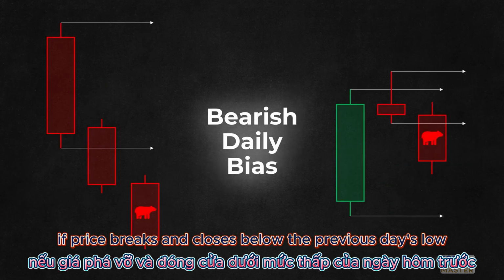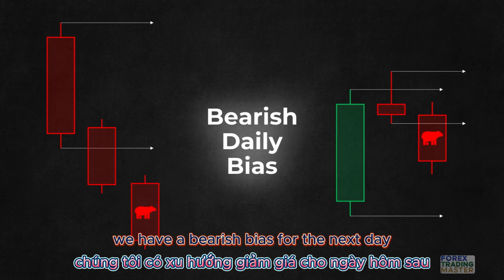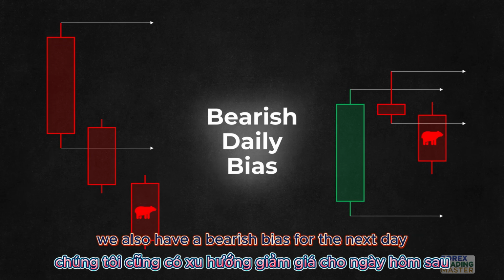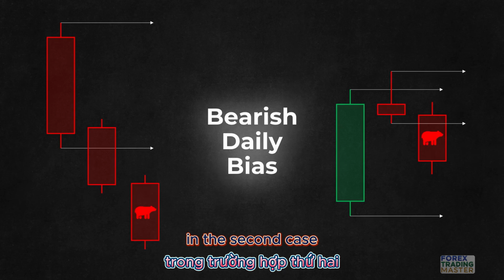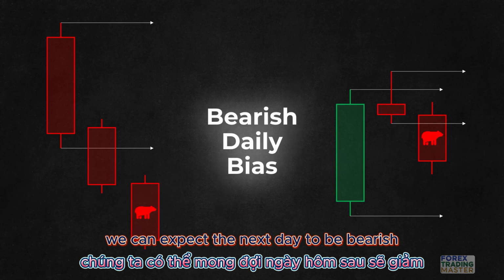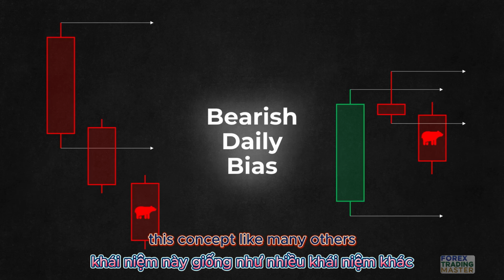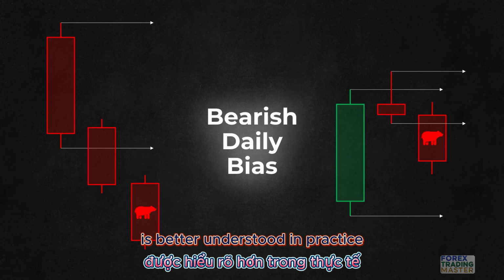If price breaks and closes below the previous day's low, we have a bearish bias for the next day. If price breaks and fails to close above the previous day's high, we also have a bearish bias for the next day. In the second case, we can expect the next day to be bearish, or at least to reach the previous day's low. This concept, like many others, is better understood in practice.